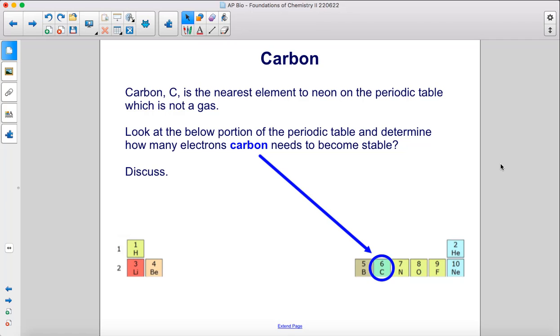Carbon, C, is the nearest element to neon on the periodic table, which is not a gas. Look at the below portion of the periodic table and determine how many electrons carbon needs to become stable. Discuss.